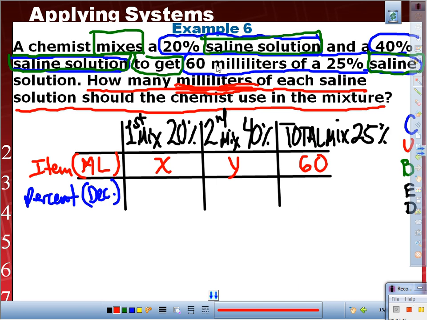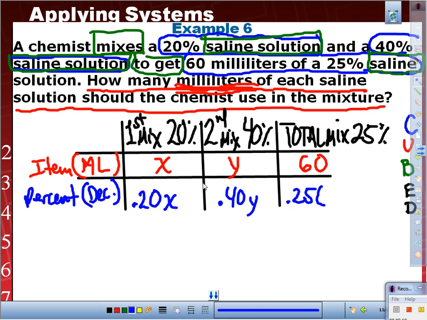Everybody see that? Okay. Next, percent in decimal. How do you write 20% in decimal form? 0.20. Now, question. Do we know how many milliliters we use to get that 20%? So what can we label? 0.20 what? X. Therefore, what is this one? 0.40 Y. What is this one? No. What is the percent first? 0.25 times what?